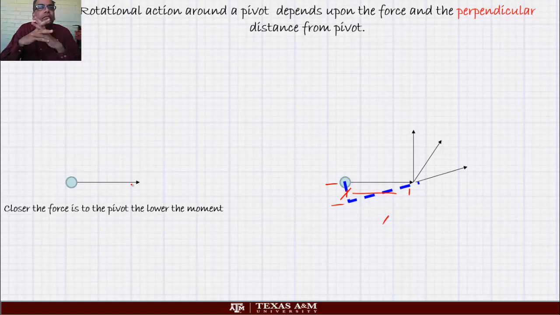Now it turns out to be somewhat hard. It is not the direct distance. This distance does not really matter. It's actually this distance that matters, the perpendicular distance. That distance that matters, not that.